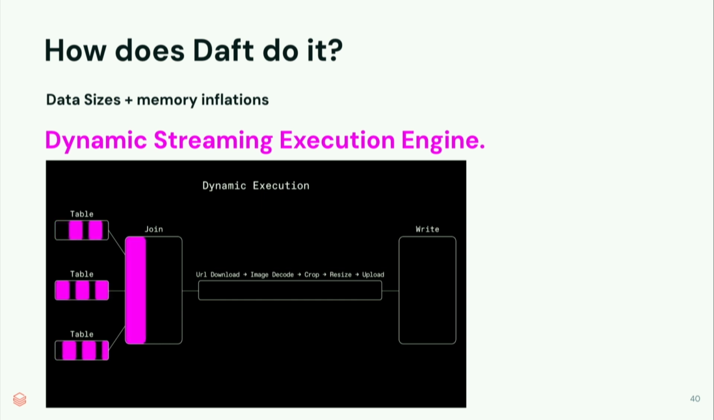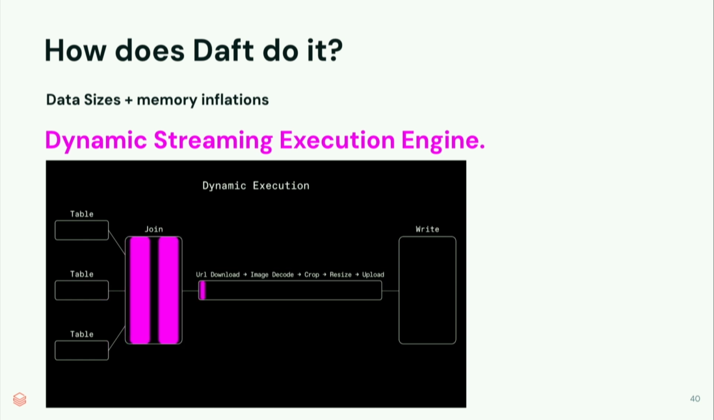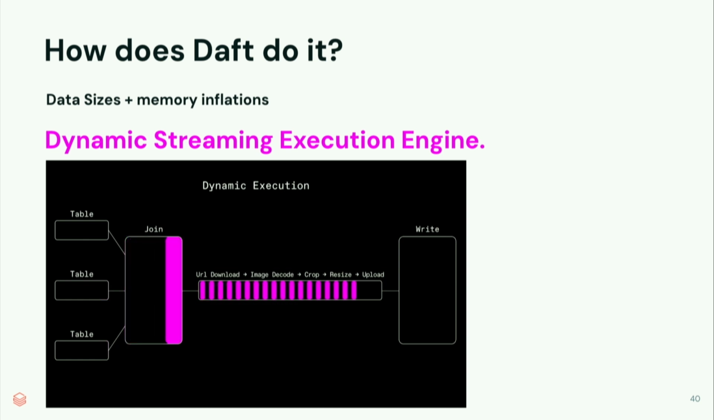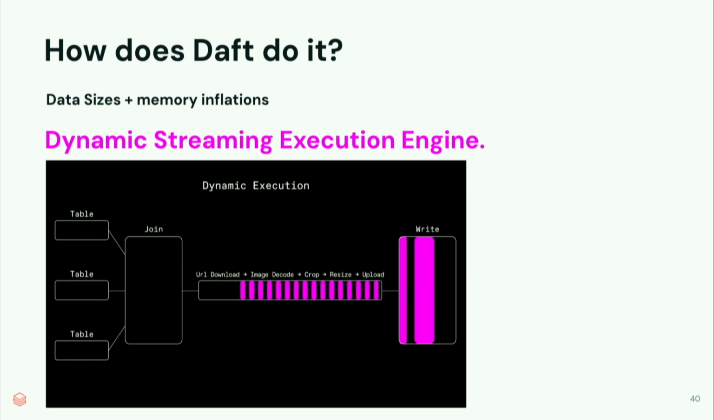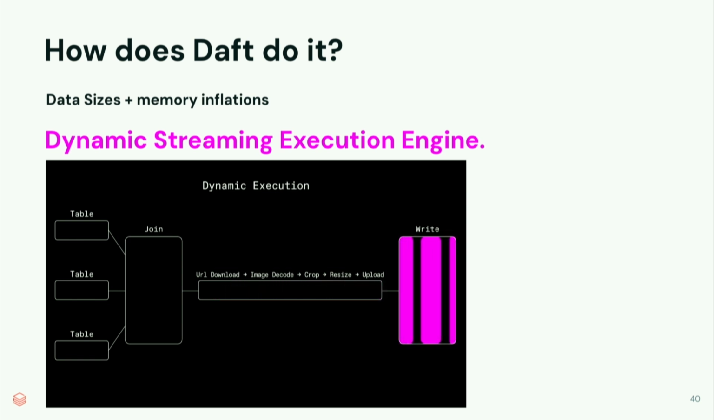Because when you download images from a URL, it's going to expand your data by quite a bit. So it's going to stream the data through in much smaller batches to keep your memory usage stable and not materialize it every step of the way. And this is what makes Daft really powerful and not go out of memory when working with multimodal data.